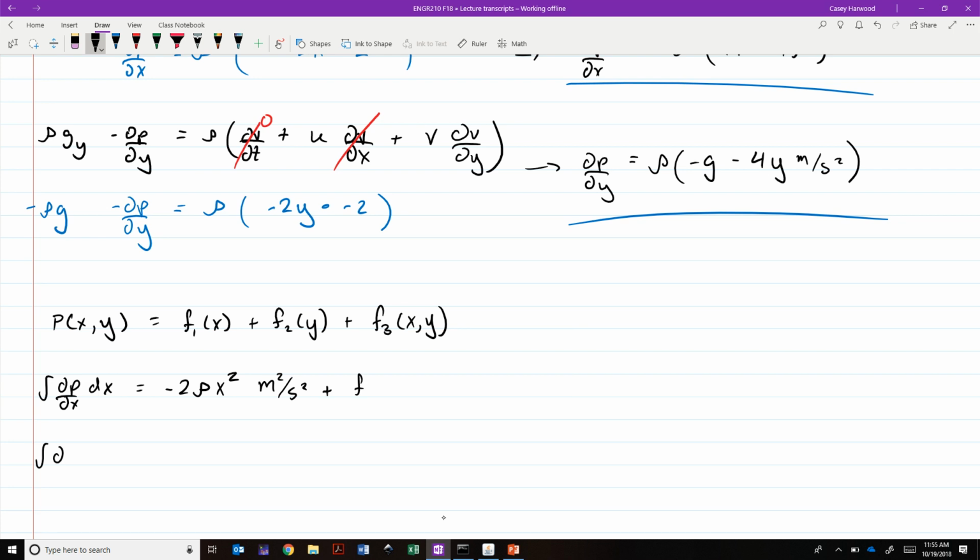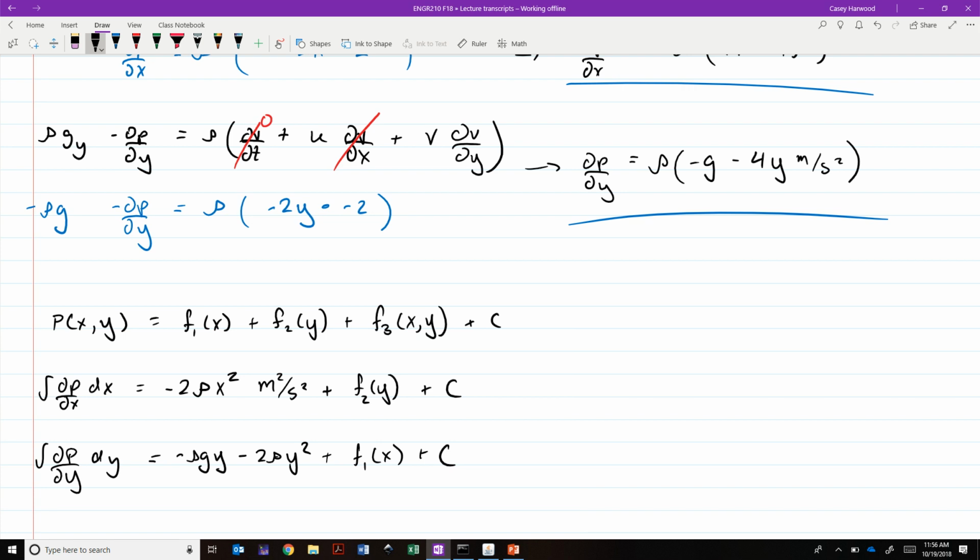Plus some unknown function of y, I guess plus a constant. And then integrating dp/dy on y, we're going to end up with negative rho g y minus 2 rho y squared plus f1, a function of x, plus c.